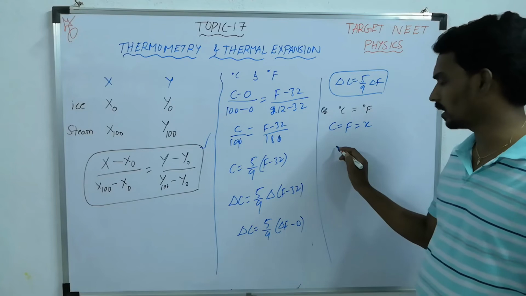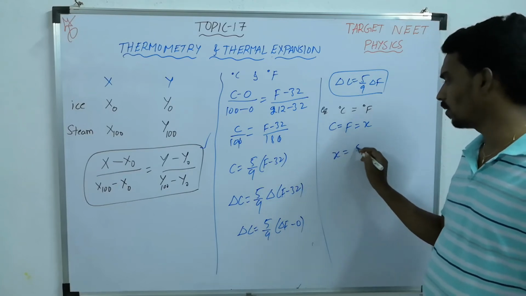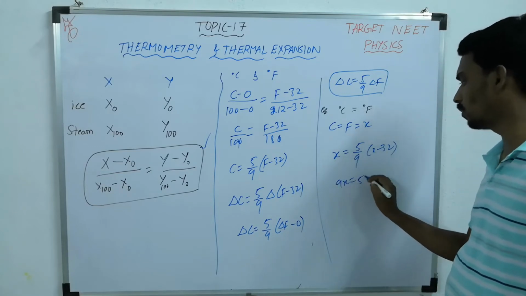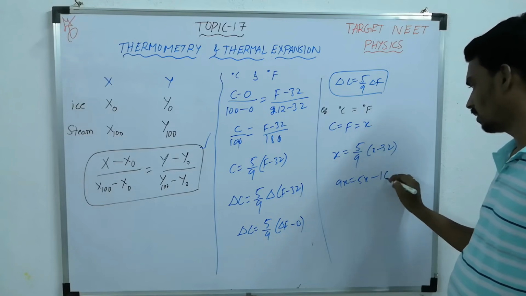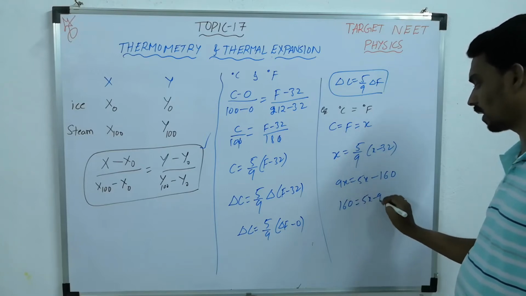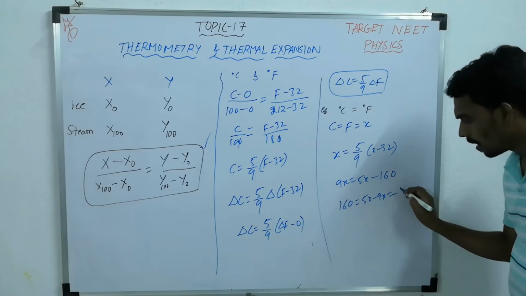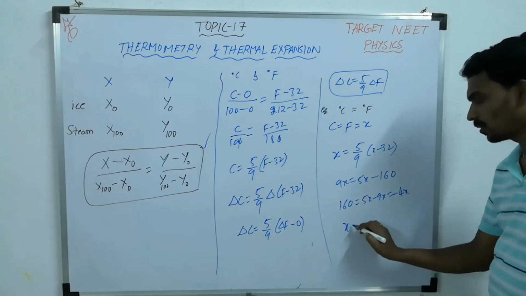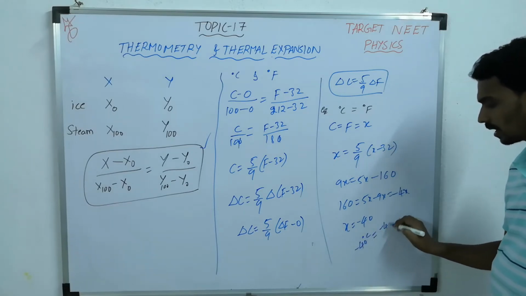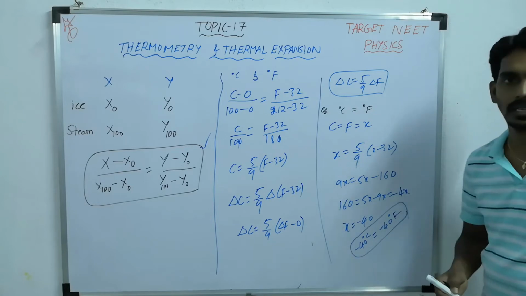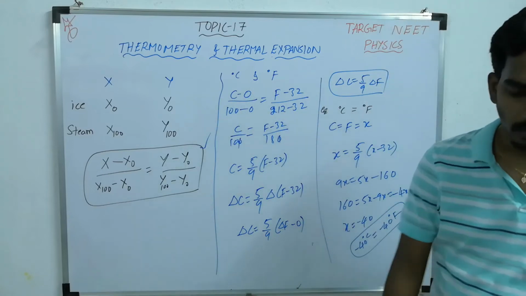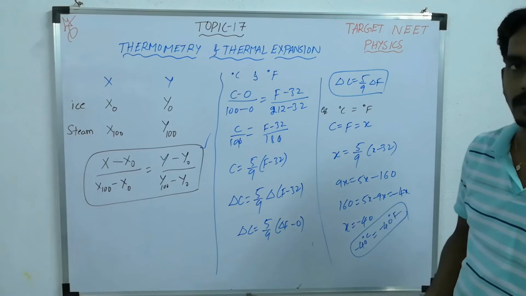Then if you take this relation, x equals 5 by 9 times (x minus 32). Then 9x equals 5x minus 160. Bring this to this side: 160 equals 5x minus 9x. So this will become minus 4x, so that x equals minus 40. So minus 40 degree Celsius is nothing but minus 40 degree Fahrenheit. This is the way you have to solve questions based on thermometry, that means measurement of temperature.